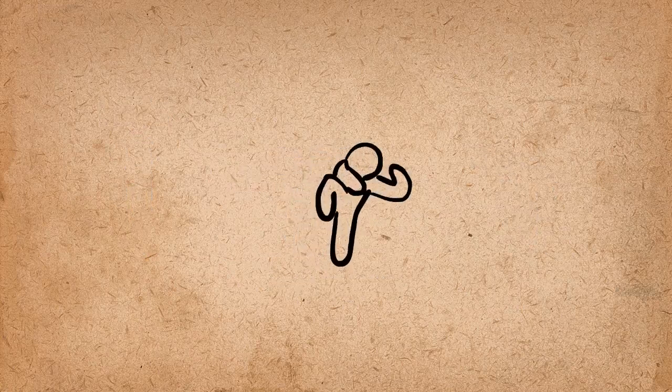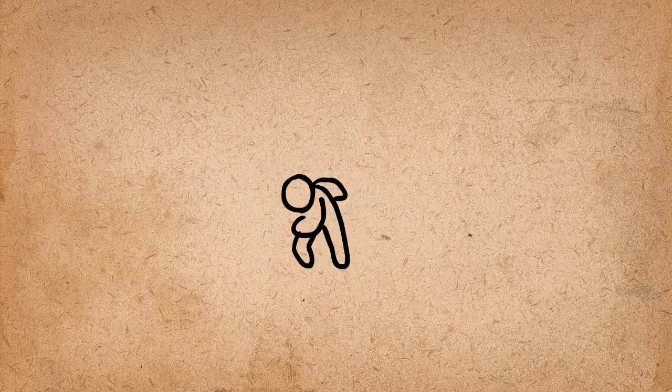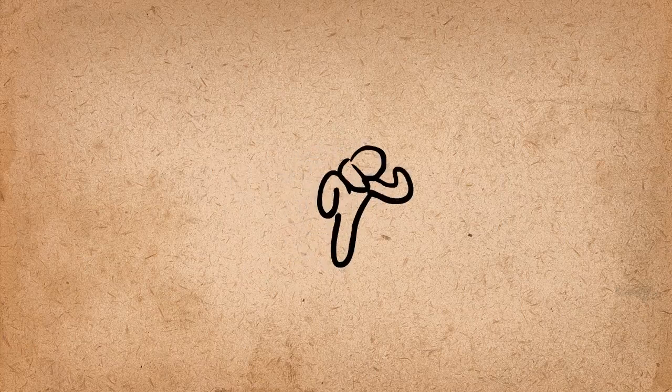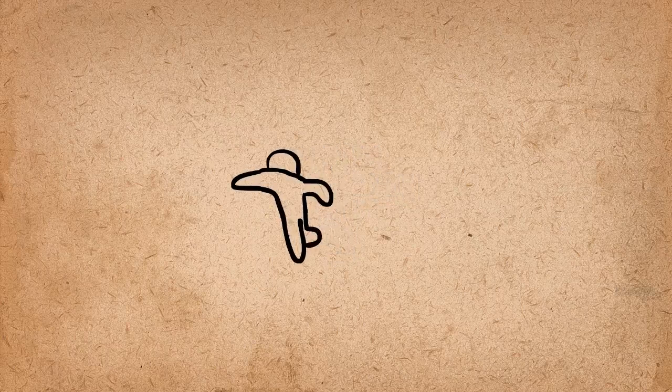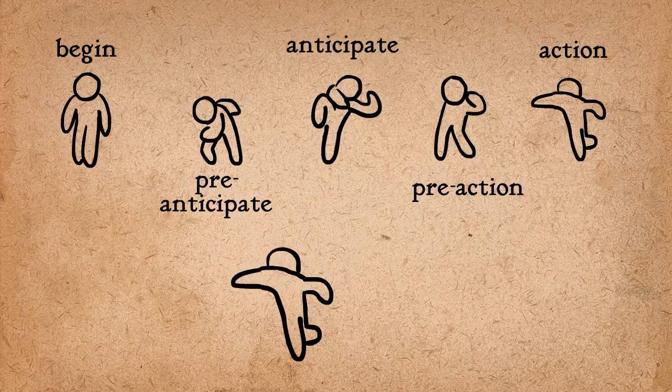The character is actually winding up for his wind up by going forward, then winding up, and then before punching, he throws his other arm back to further anticipate the punch. This punch is very complex. It's actually similar to what a baseball pitcher does when he's getting ready to throw the ball.